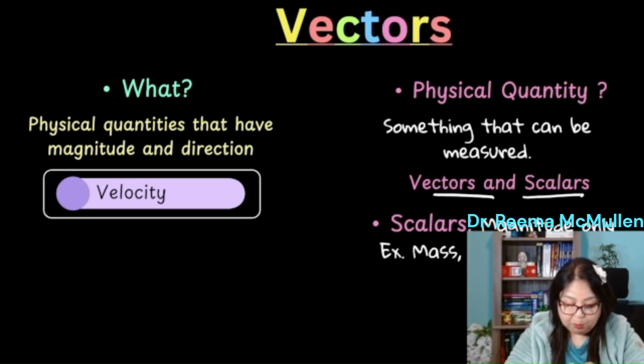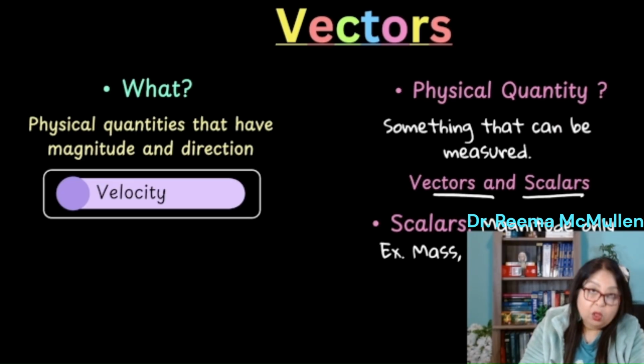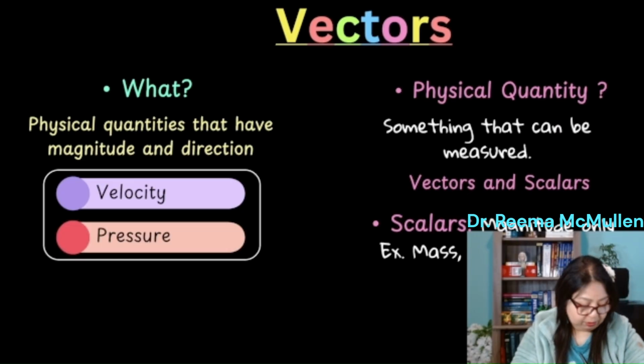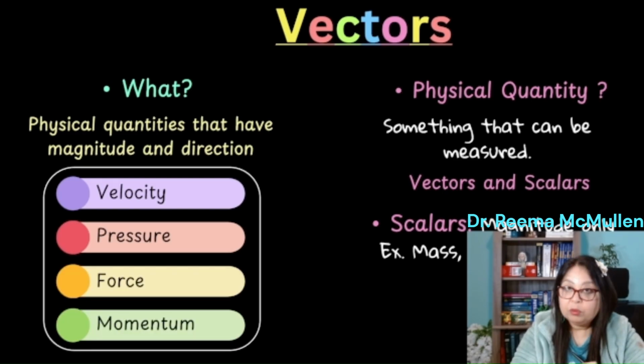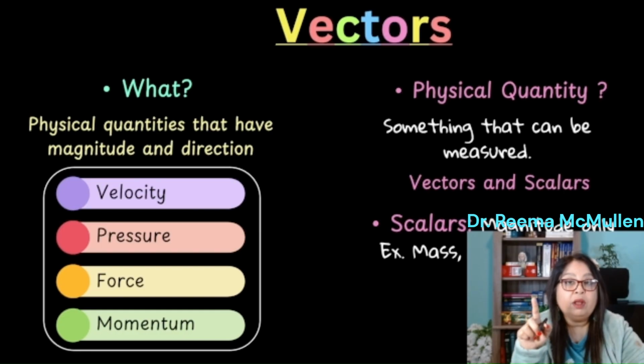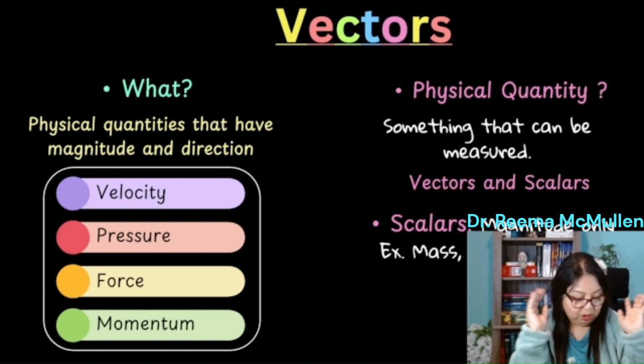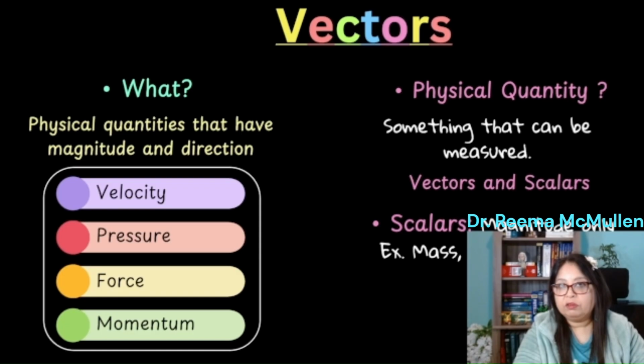Moving on to the examples of vector quantities. Velocity, pressure, force. All right, what else? Momentum. Now you may or may not have heard of these things, although I have a feeling that you have already heard about force, momentum, pressure, and velocity. These are very common physical terms. Alrighty. So far we have discussed what vector quantities are.